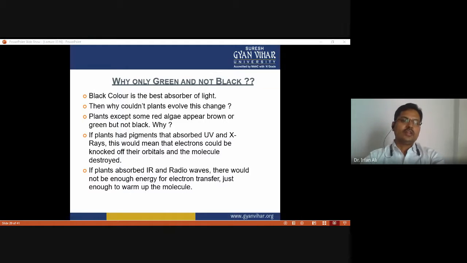The answer is, if plants had pigments that absorb UV and X-rays, electrons could be knocked off their orbitals and the molecules destroyed, because black color can absorb the whole long range of wavelengths of light. And if plants absorbed infrared light or radio waves, there would not be enough energy for electron transfer, just enough to warm up the molecules. So that's why chlorophyll is green in color.